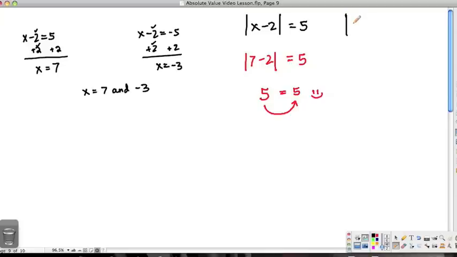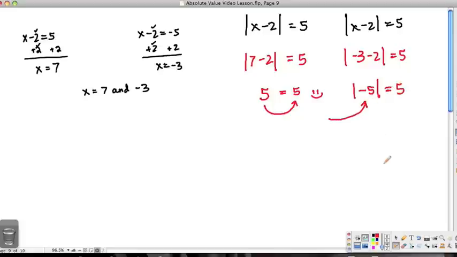Let's try the other one. x minus 2 equals 5. We are now plugging in -3. -3 minus 2 equals -5. Does -5 Number Lane have a distance of 5 from Eckert's house? Sure does. Okay, so that's all it means. That's all absolute value means.